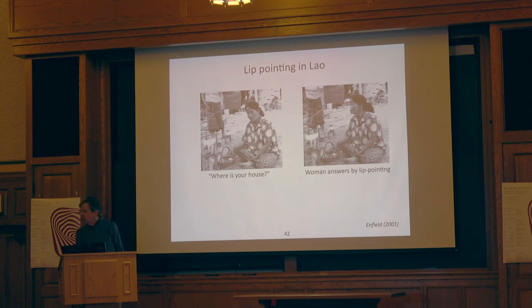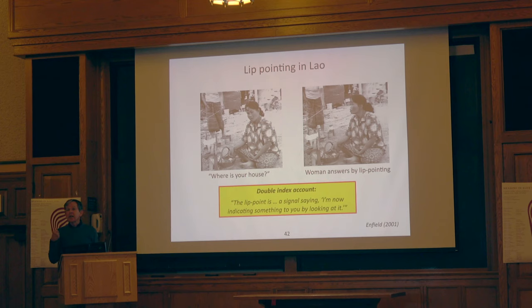So as Nick Enfield pointed out, this is really a double index. This is his argument, the lip point is a signal saying, I'm now indicating something to you by looking at it. So what you're supposed to do is, if I go like this, you're supposed to watch my eyes. And my eyes are telling you what it is that I'm indicating. So they're right in the signal itself, there's this double index, and you can't do it without that.